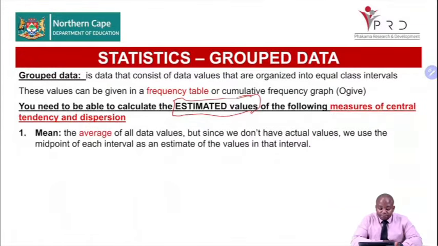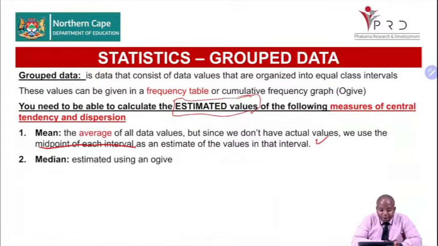Number 1, you must be able to find our mean. The mean is the average of all data values, but because we are looking at estimates, since we don't have actual values, we use the midpoint of each interval as an estimate of the values in that interval. So here we're working with the class intervals and the frequency. We are going to find the mean by working with the midpoint of the class interval as an estimate of the values in that interval.